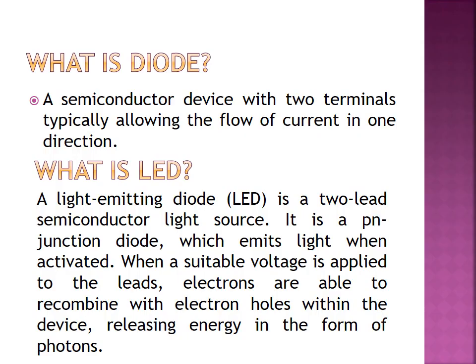Next, what is diode? A semiconductor device with two terminals, typically allowing the flow of current in one direction. And what is LED? A light emitting diode is a semiconductor light source. It is a PN junction diode which emits light when activated. When a suitable voltage is applied to the LEDs, electrons are able to recombine with holes within the device, releasing energy in the form of photons.